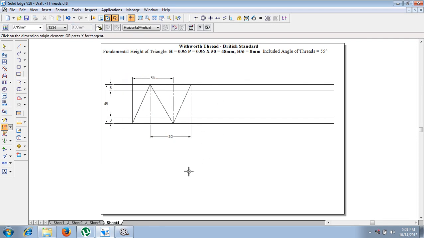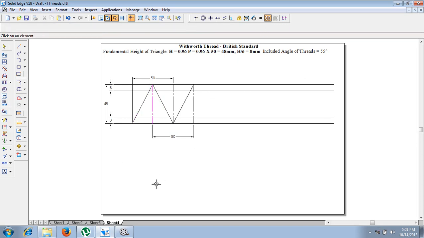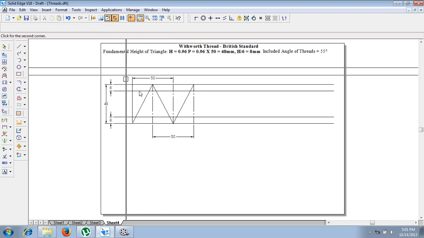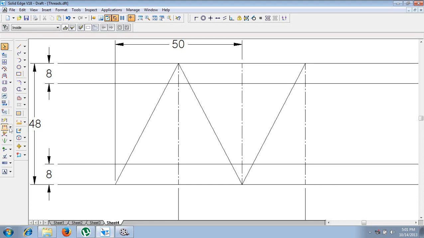Now after defining these distances, let us make use of the symmetric relationship. These 2 must be symmetrical to this one. Now it has been made symmetric. After this, we have to bisect these angles. How to bisect the angles?